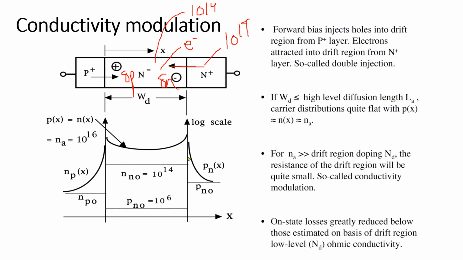So what I am saying is, if delta p injected from the p plus region to the n minus region is high, they will attract almost equal number of electrons from the n plus region, let's say delta n. So delta p equal to delta n.